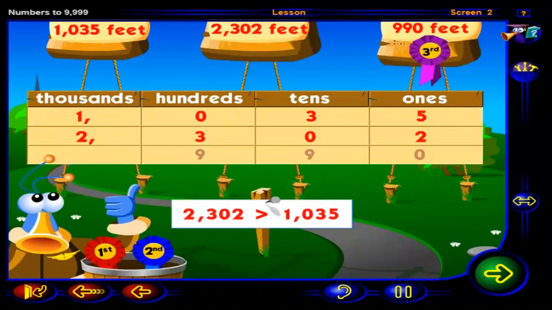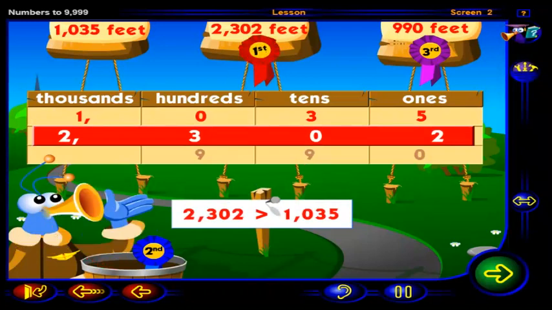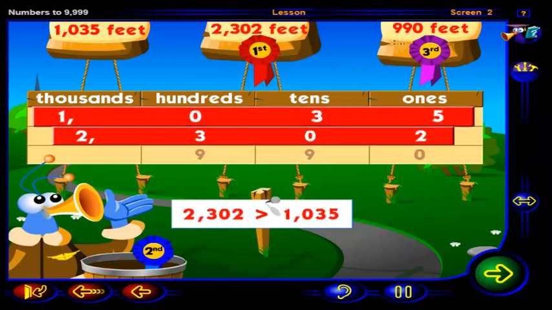Hey, I think we've got the result. The balloon that reached 2,302 feet went the highest and gets first prize. And the balloon that reached 1,035 feet must get second prize.